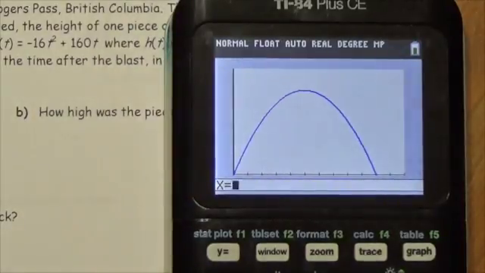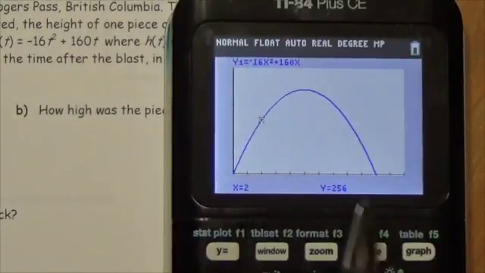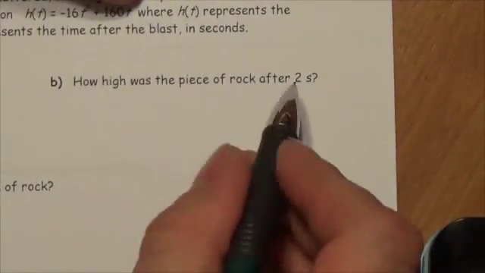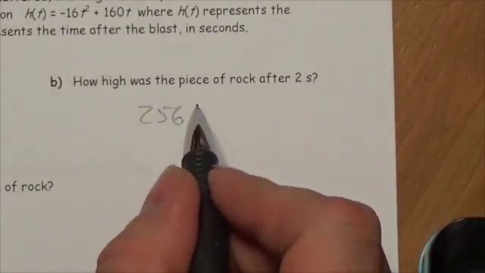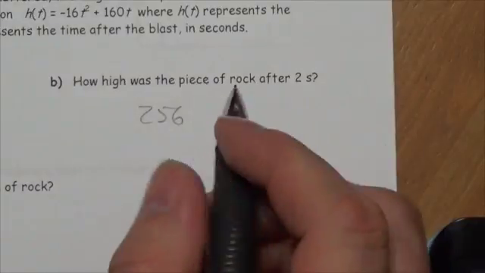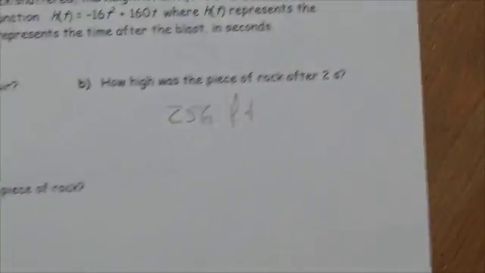So if I just press 2 in here for 2 seconds, it drops my cursor right there, and it tells me that the height here is 256. Okay? So how high was the piece of rock after 2 seconds? 256. And what was it again? I'm assuming it was meters. Well, I don't think it actually says, so probably feet. 256 feet. There it is.